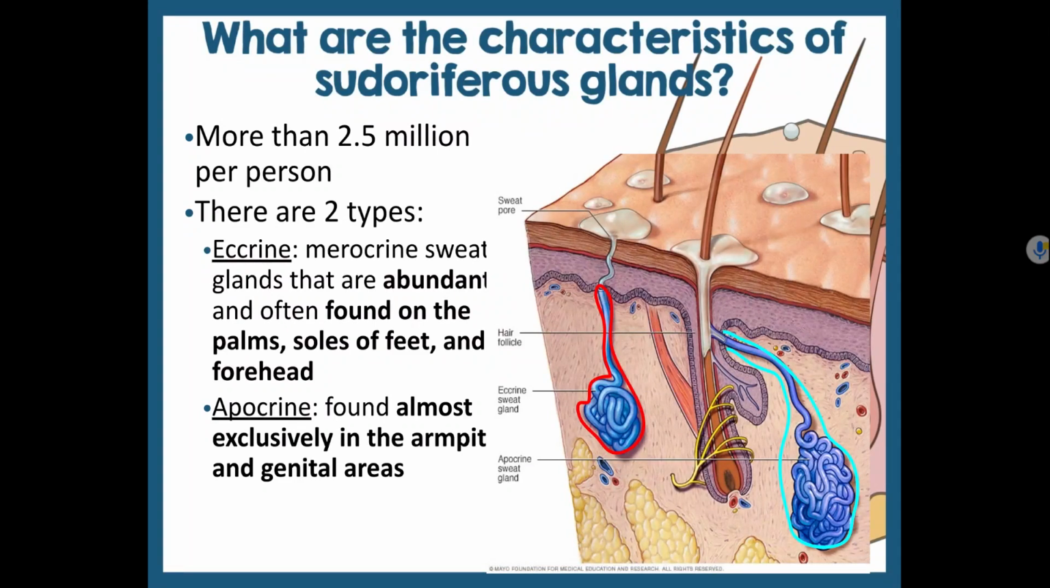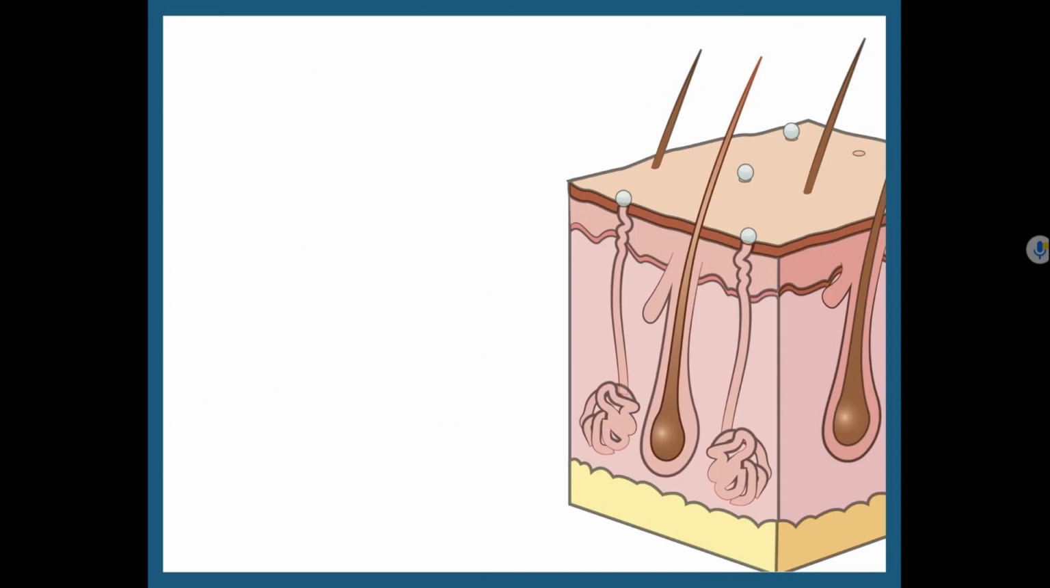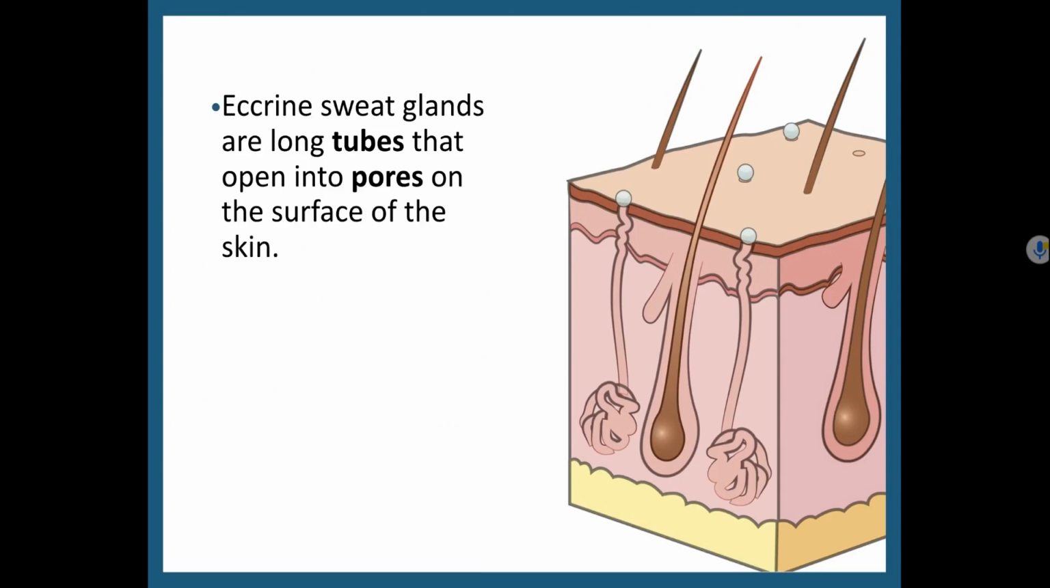Notice that the eccrine connects directly to the surface of the skin, whereas the apocrine opens into the hair follicle leading to the surface of the skin. That's very important. Both of these are considered merocrine glands, and I'll say more about merocrine glands in a moment when I contrast them with holocrine glands. Now, in this illustration, you can clearly see that eccrine sweat glands are long tubes that open into the pores on the surface of the skin.